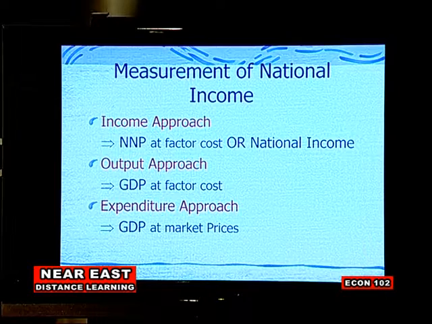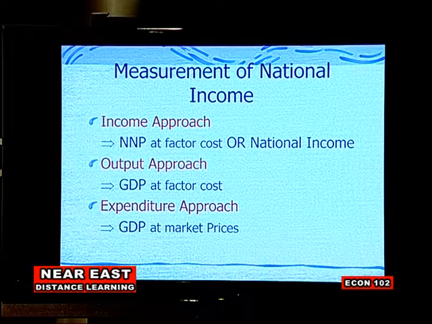While the output approach measures the GDP at factor cost, that's the value of output that such productive factors produce within an economy. That's the output approach. Then the expenditure approach is concerned with the total spending. If you measure the expenditure incurred on the goods and services produced in the economy, then we say that we measure national income through the expenditure approach.